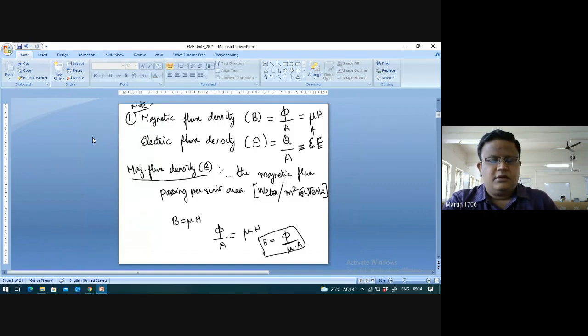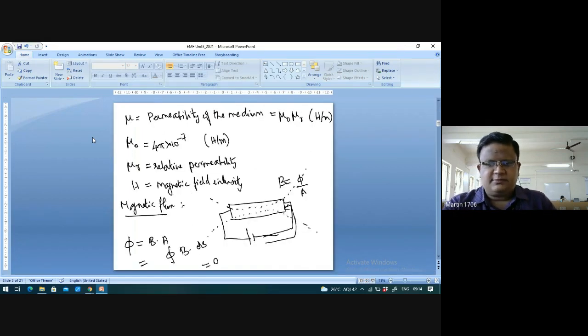The magnetic flux density is nothing but the magnetic flux passing per unit area, denoted by phi by A. Phi is the flux and the denominator is the area. We already know that B is equal to mu into H, so H can be rewritten as phi divided by mu into A. This is one expression, and we have termed what each symbol represents.